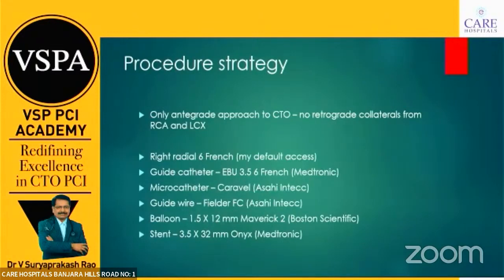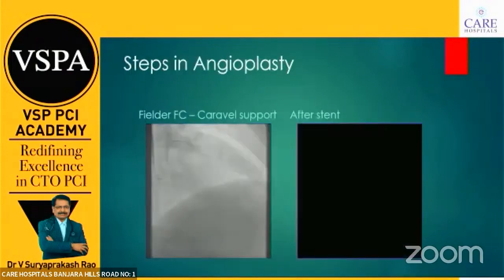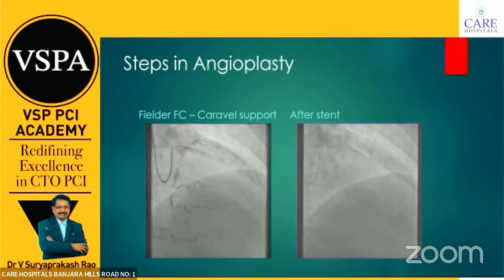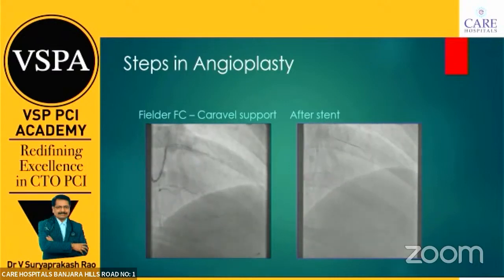So there are no retrograde collaterals similar to the previous case. We use the same similar material. Next, please. And then what we did for this patient was we similarly took a Caravel support, and we advanced the wire. You can see on the other panel that the CTO segment is about 20 millimeter. So once you cross the CTO segment, the progression of the wire is quite easy.